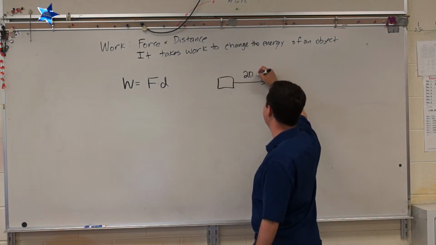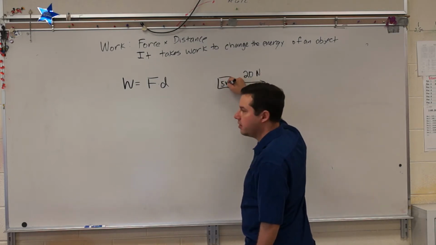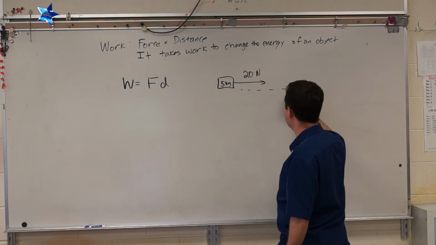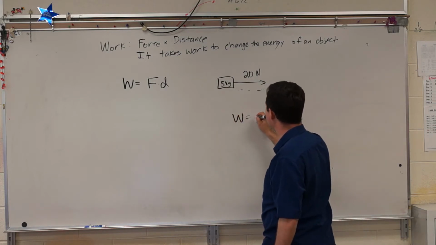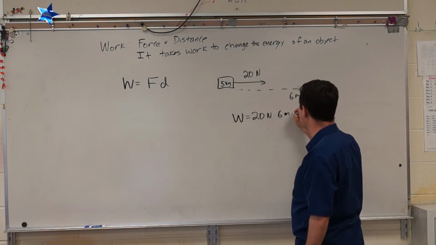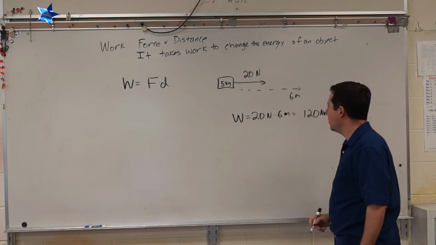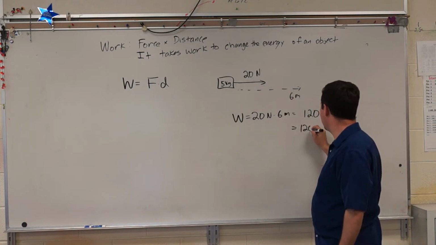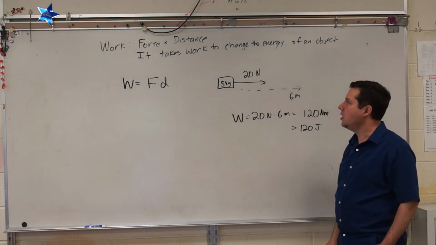certain distance. So let's say I apply 20 newtons of force. I can make up a mass for this, but the mass doesn't matter because it's really about how far it goes. So if it goes 6 meters, the work is equal to the force of 20 newtons times the distance of 6 meters, which equals 120 Newton meters. But work, as I said, is related to energy, so it's really just 120 joules. A Newton meter is the same as a joule.